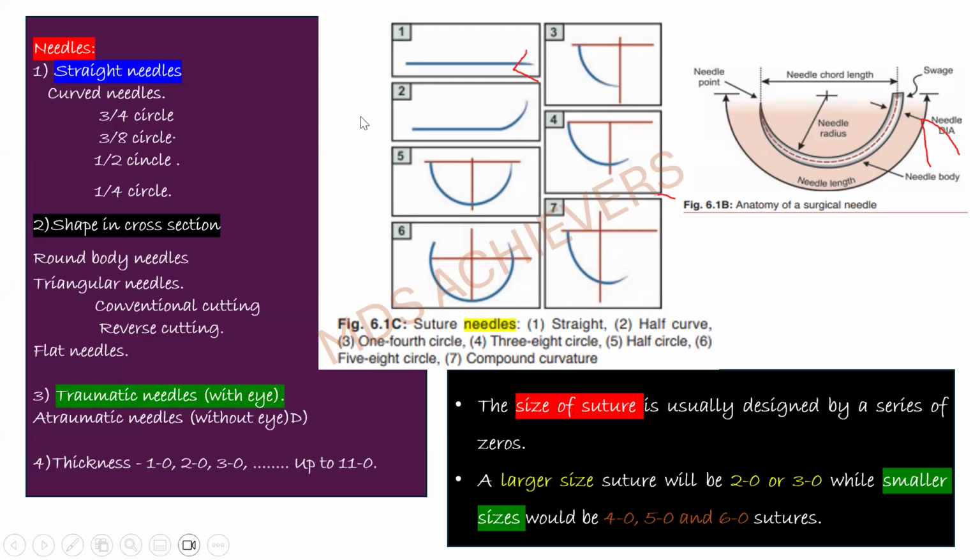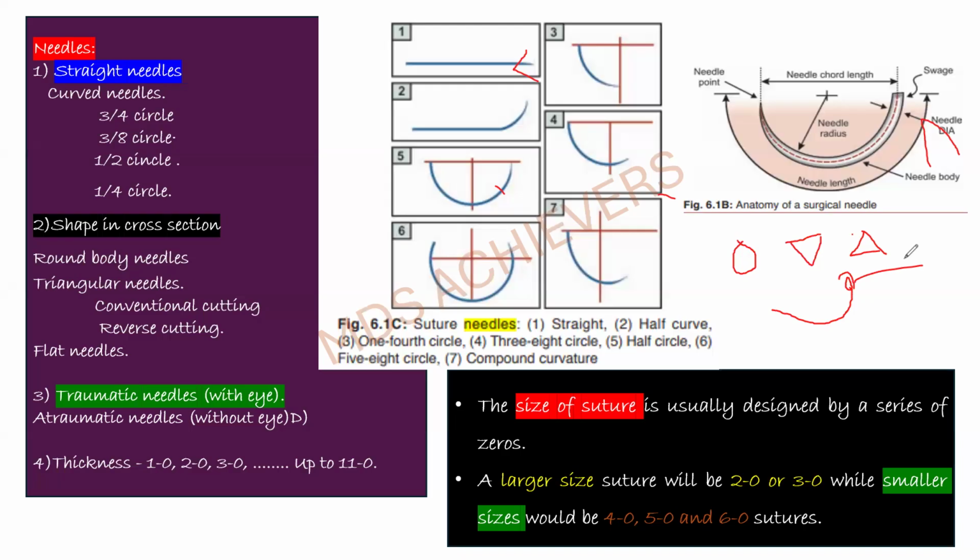The shape in cross section is also important. Suppose I am cutting it, then it is going to be either round, bevel, or reverse bevel, and flat needles are also present. Traumatic needles are those needles with an eye, and without the eye they are atraumatic needles. The thickness of the needles goes from 10, 20, 30 and up to 11.